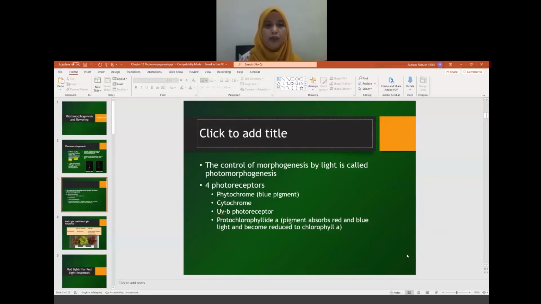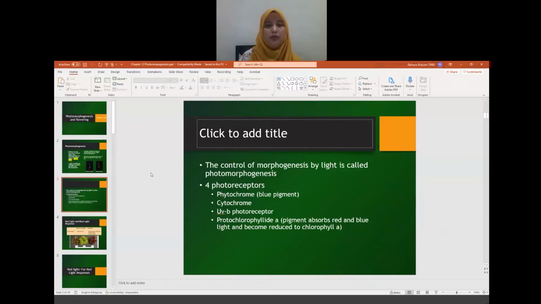The second photoreceptor is the cryptochrome. The cryptochrome is under the protein receptors. Later on we're going to see these phototropin receptors. They are under this group. And then you have UVB photoreceptors for the UV light, and also you have protochlorophyllide, a pigment that absorbs red and blue light and becomes reduced to chlorophyll A.